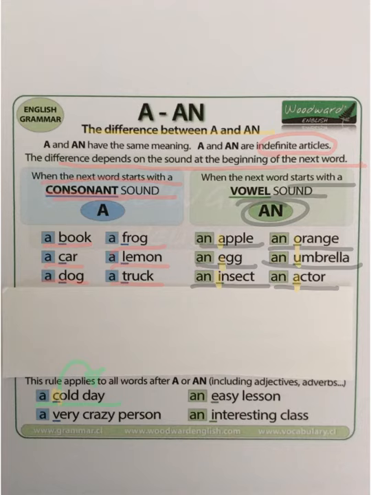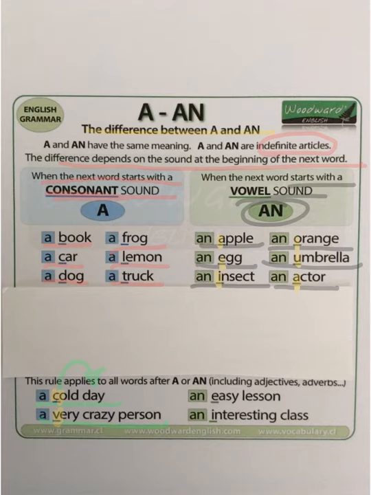The next one says a very crazy person. Very crazy describes a person. Those are adjectives as well. And I notice very starts with a V. That's a consonant. So we use the letter A.